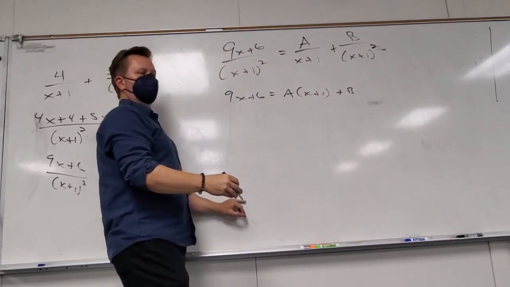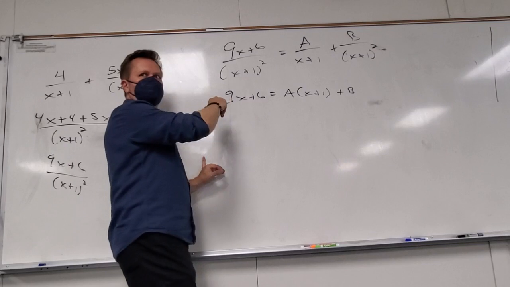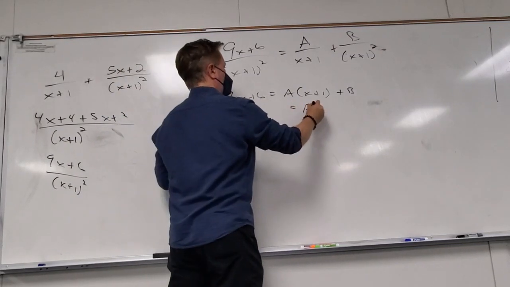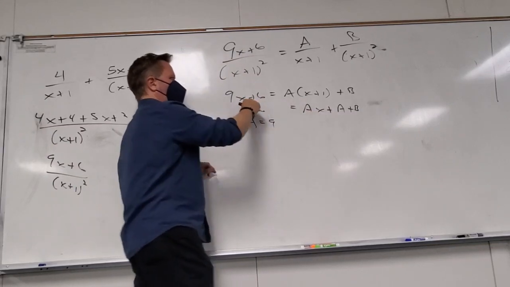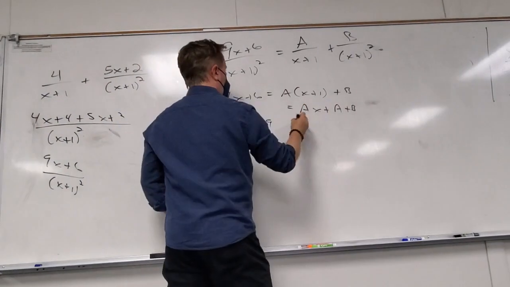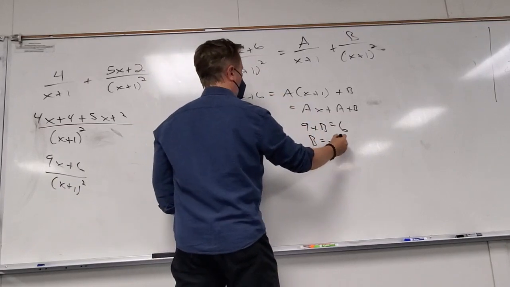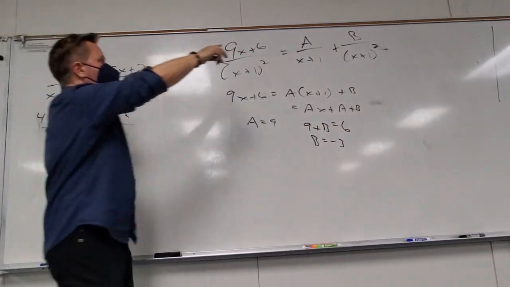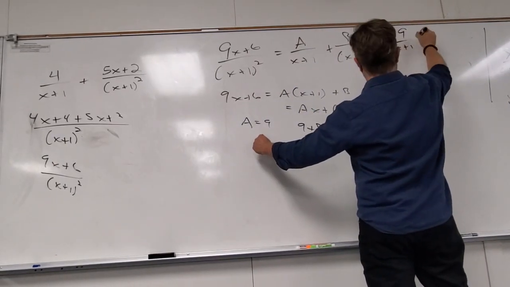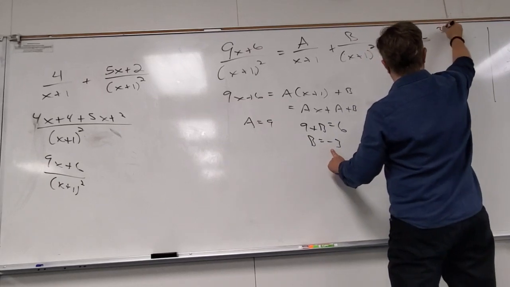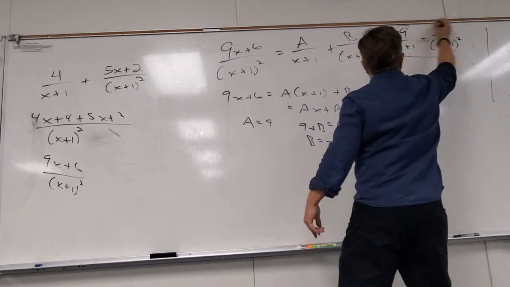This works really well. It's almost silly to do anything except a has to be 9. You guys see that? It's just easier to do this. Isn't a 9? Because it's the only thing in front of the x. And then a plus b equals 6, so therefore b has to be -3. So therefore, this could have been represented as 9 over x plus 1 minus 3 over (x plus 1) squared. This is the same thing as that.